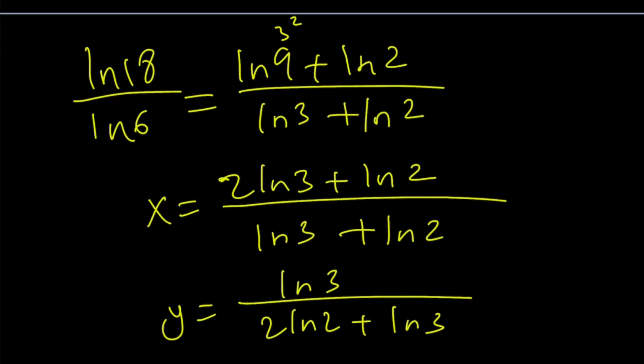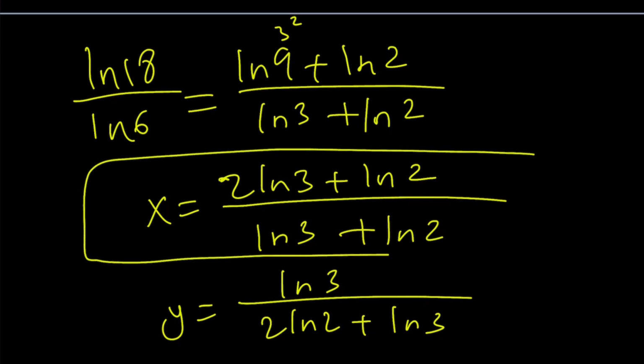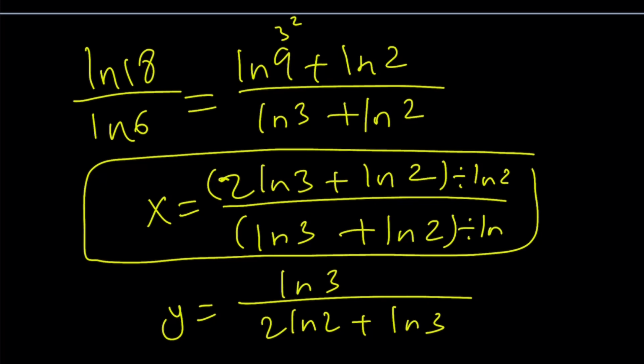So here's the idea. You want to write y in terms of x. So here's what you can do. You can go ahead and find ln 3 over ln 2 from here. By the way, you can divide the top and the bottom by ln 2. And that'll give you a ratio, which you can use here. Make sense?